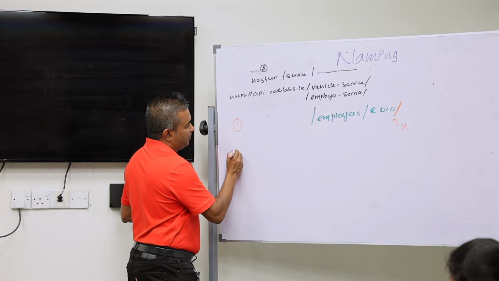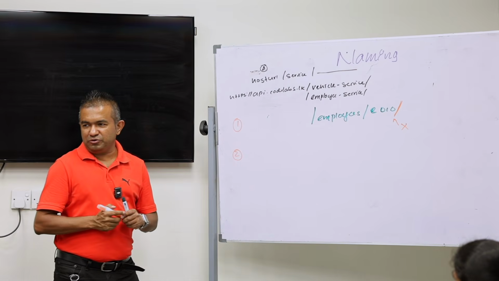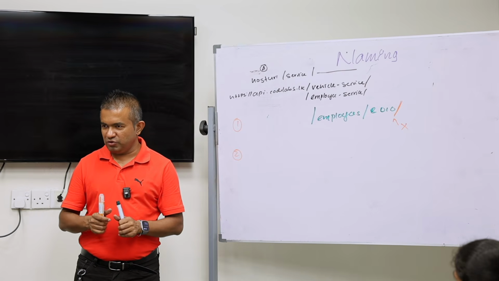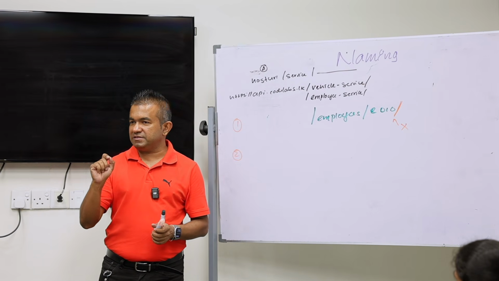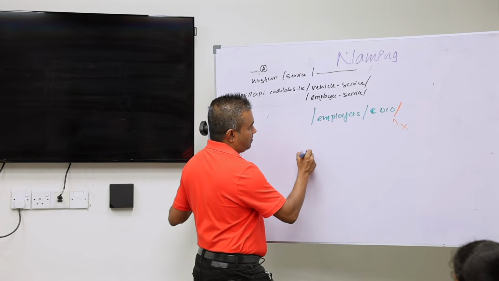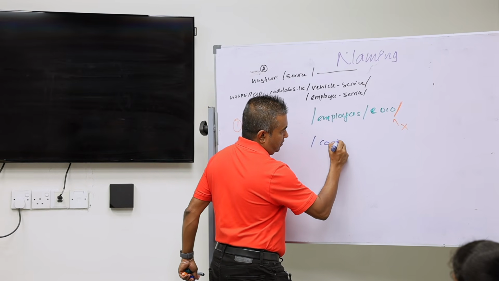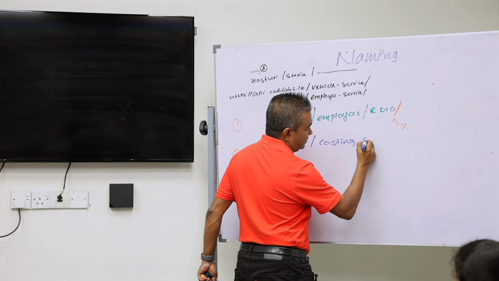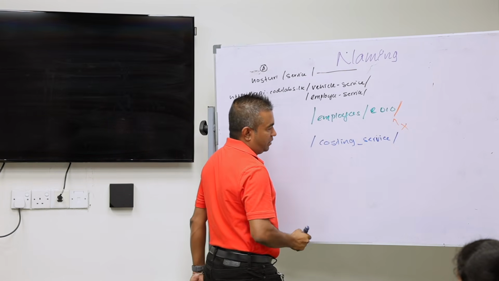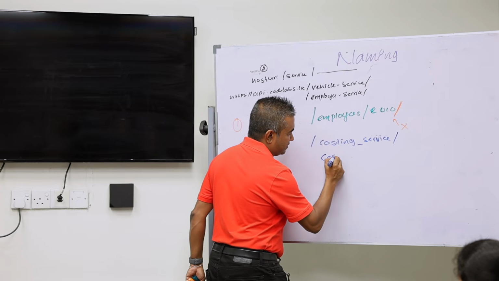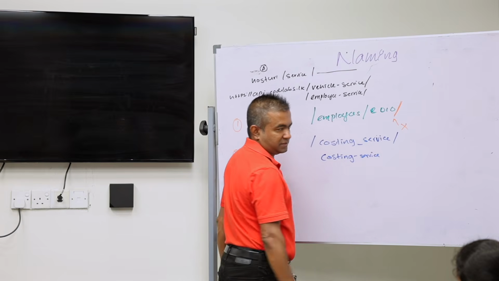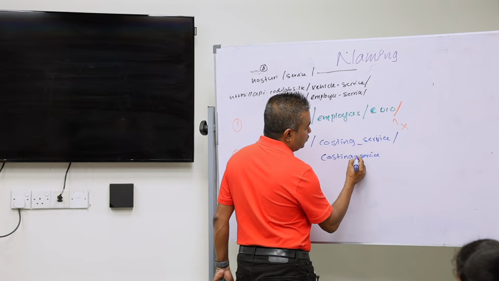Number two, when you need to use two different words in your URL, use hyphen but not the underscores. Right? For example, costing_service is a bad one. The correct one is costing-service. Okay?